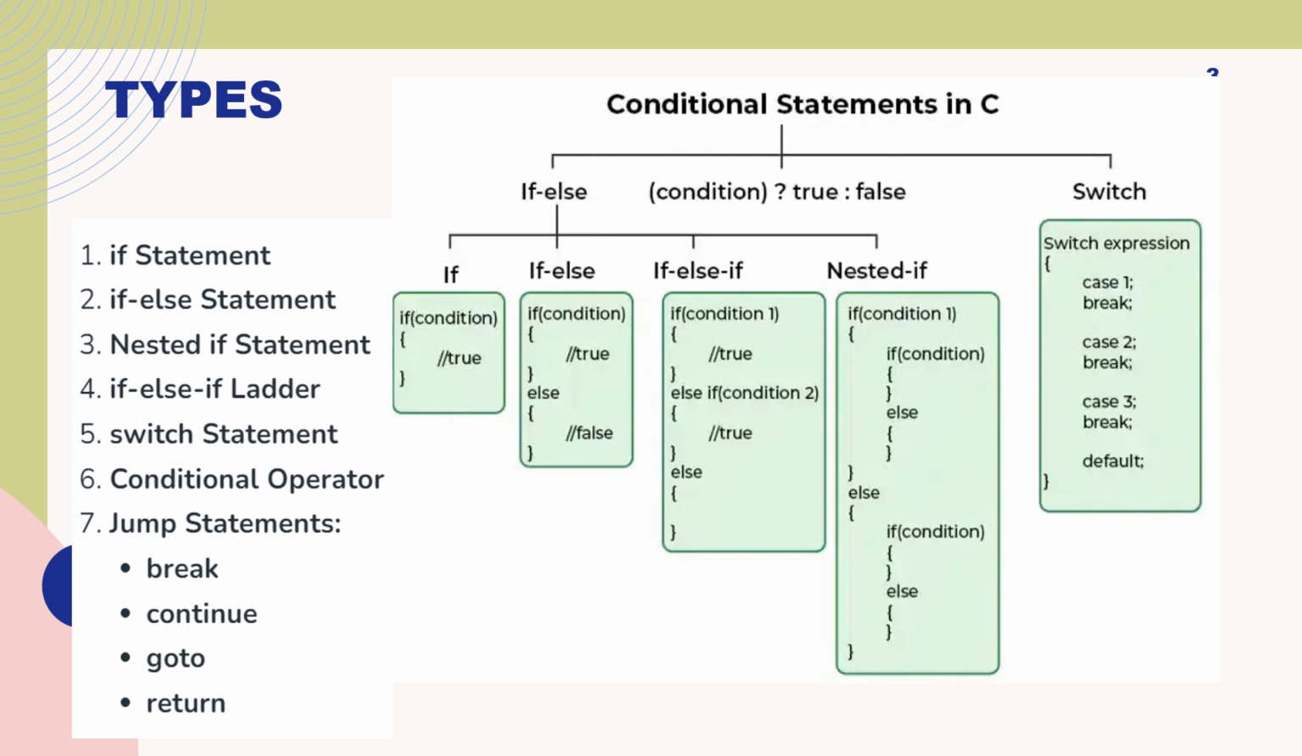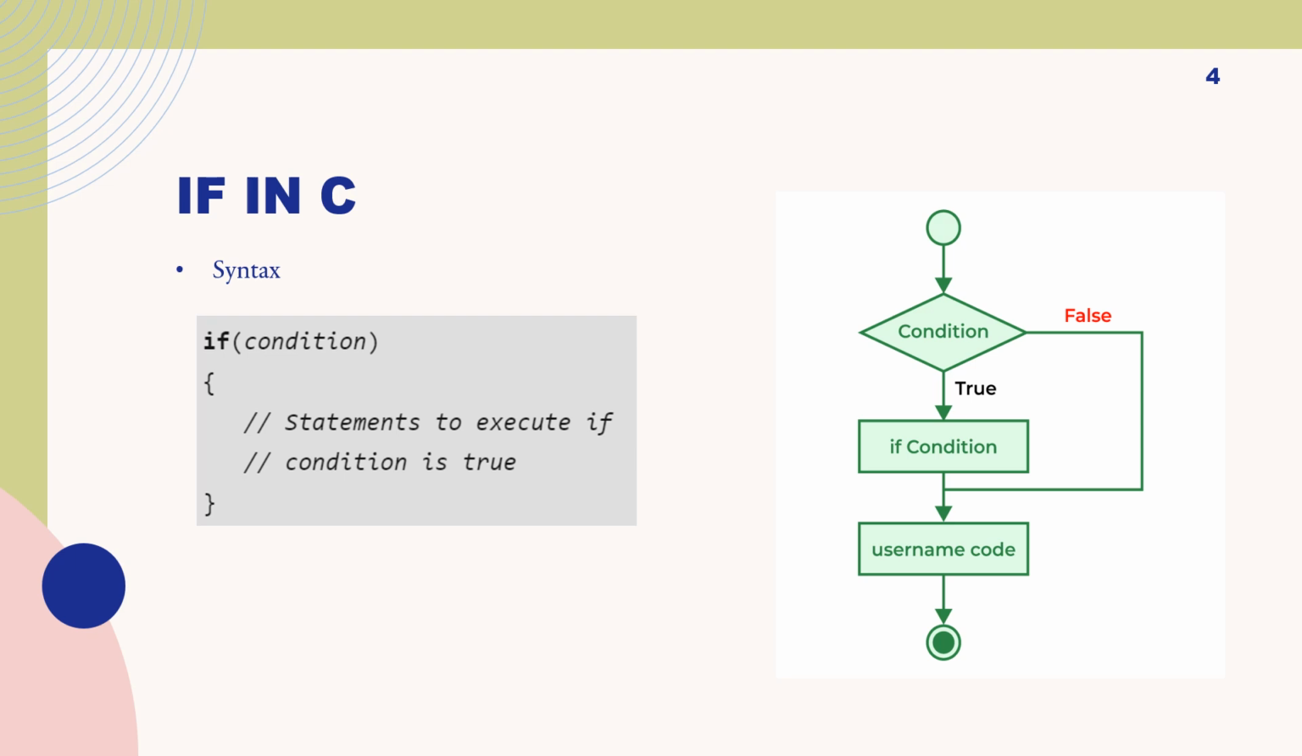So here you can see the different types of conditional statements in C. We have the if statement, if else, nested if else, if ladder, then the switch statement. Also, we have the jump statements like break, continue, goto, and return. One by one, with program demonstrations, we will look into these conditional statements of C.